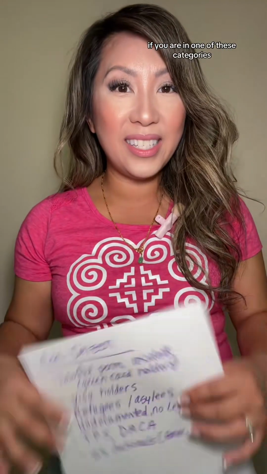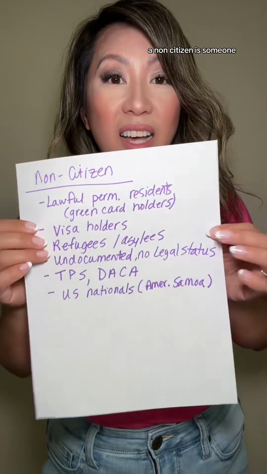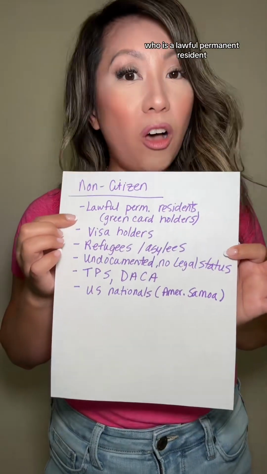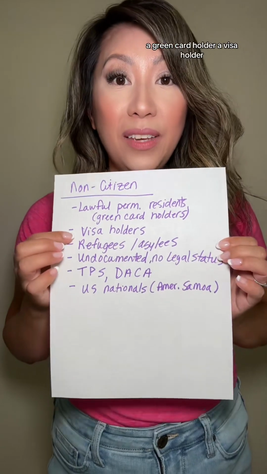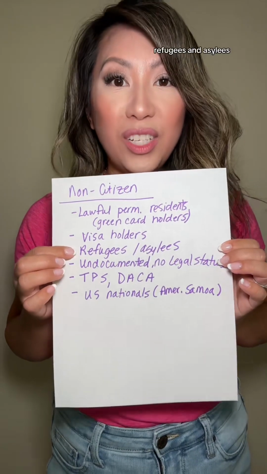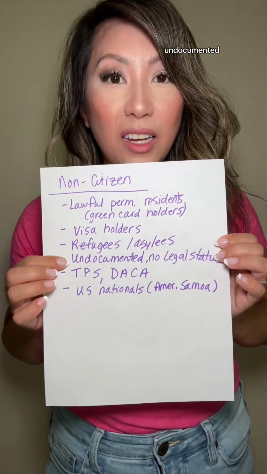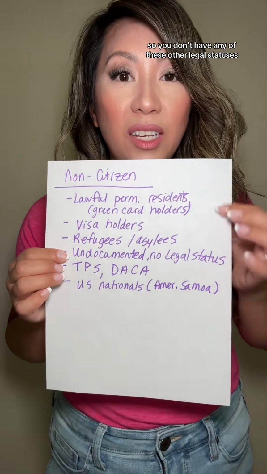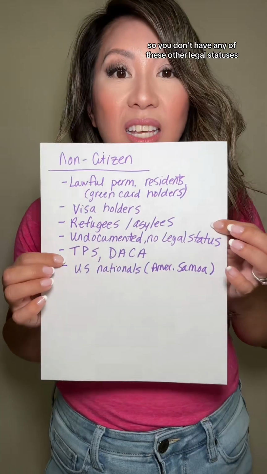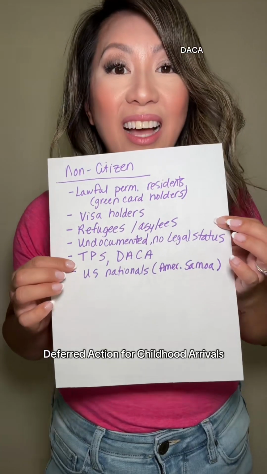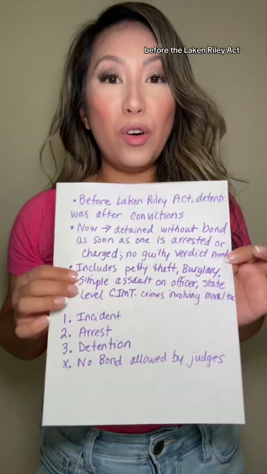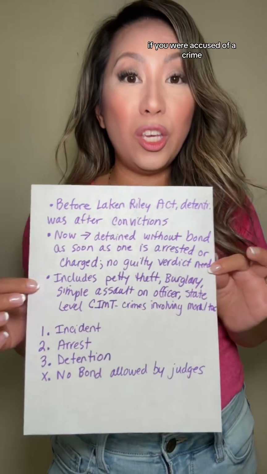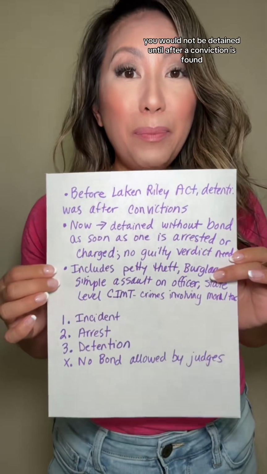Now, you're probably wondering if you are in one of these categories as a non-citizen. A non-citizen is someone who is a lawful permanent resident, a green card holder, a visa holder, refugees and asylees, undocumented, so you don't have any of these other legal statuses, TPS, DACA, and U.S. nationals like American Samoans.